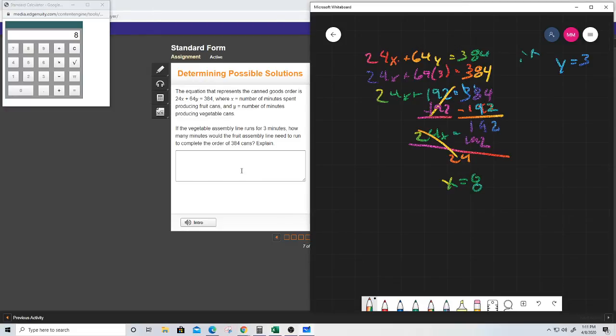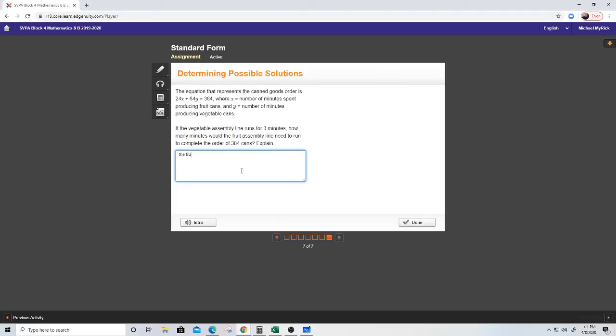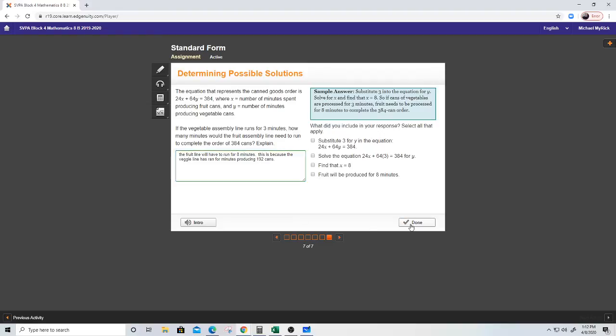Alright, back to our problem. The fruit line will have to run for 8 minutes. This is because the veggie line has run for 3 minutes, producing 192 cans. Substitute 3, yep.